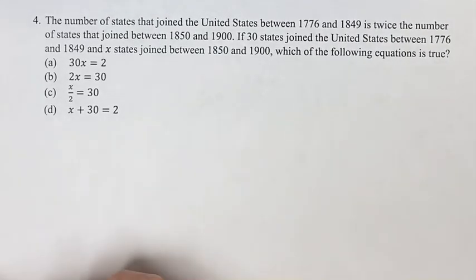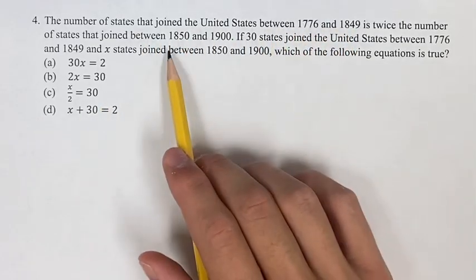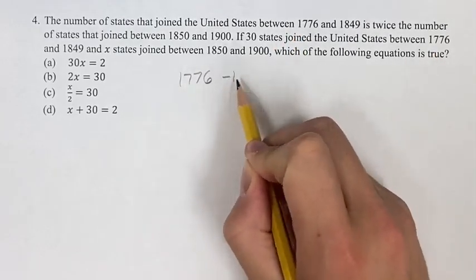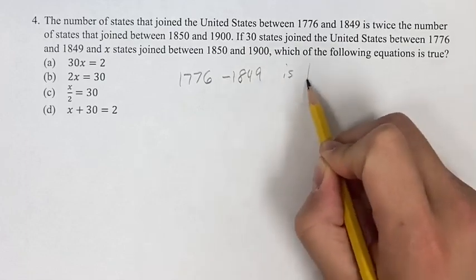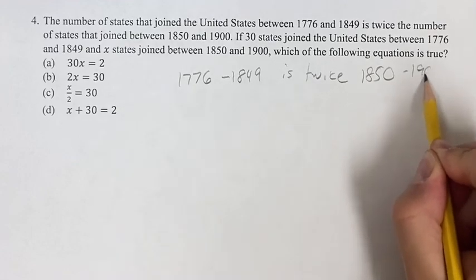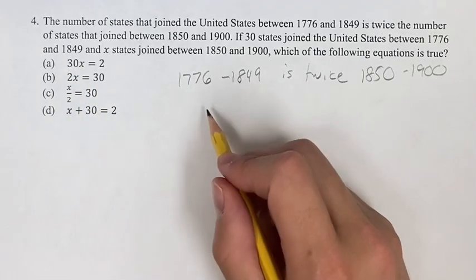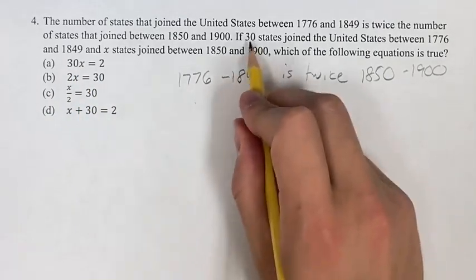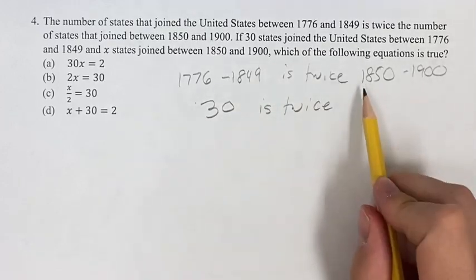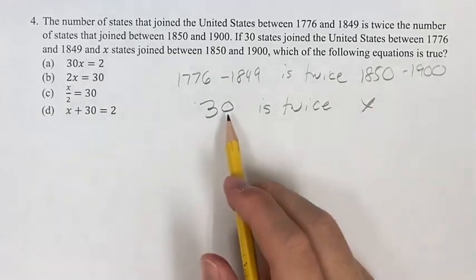In this problem, we're looking at the number of states that joined the Union between 1776 and 1849 and between 1850 and 1900. We're told that 1776 to 1849 is twice 1850 to 1900. And we're told if 30 states joined between 1776 and 1849, so this value is 30, this is going to be twice 1850 to 1900, which we're told is x. So 30 is twice x.